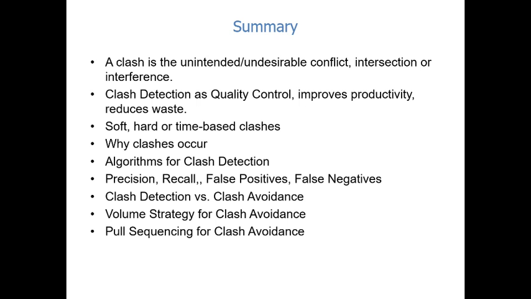Algorithms for clash detection. We've just reviewed them briefly. We've seen also precision, rate of recall, false positives and false negatives. Clash detection versus clash avoidance, what is the difference? We've seen volume strategy and finished with the whole schedule. In summary, do you have any questions regarding what we've covered?